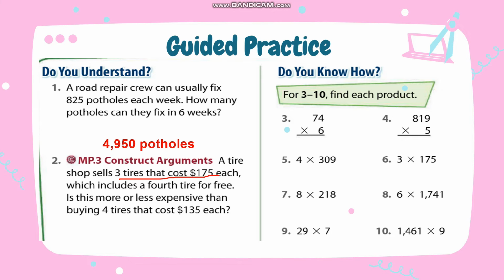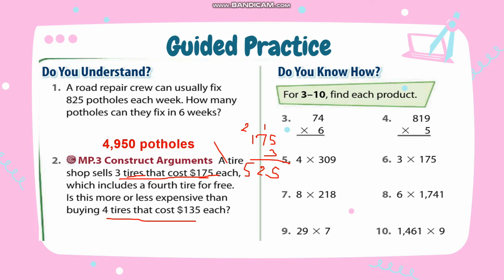Number 2. A tire shop sells 3 tires that cost 175 each, which include a 4th tire for free. Is this more or less expensive than buying 4 tires that cost 135 each? So we just simply multiply 175 multiplied by 3, that is 15, regroup 1. 3 times 7 is 21 plus 1 is 22, regroup 2. 3 times 1 is 3 plus 2 is 5.